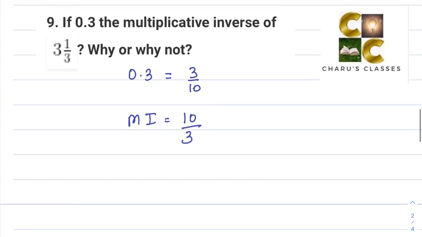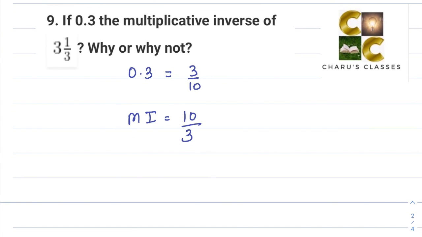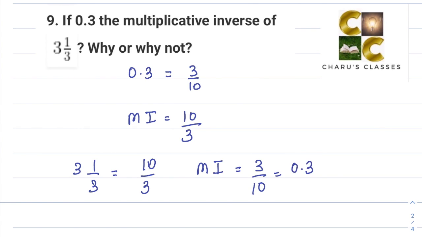Now they are saying, is 0.3 the multiplicative inverse of 3 1 by 3? So let's check 3 1 by 3. 3 into 3 is 9, plus 1. This is 10 by 3. And what will be the multiplicative inverse of 10 by 3? 3 by 10, which is nothing but 0.3. So here the answer is yes. 0.3 is the multiplicative inverse of 3 1 by 3.